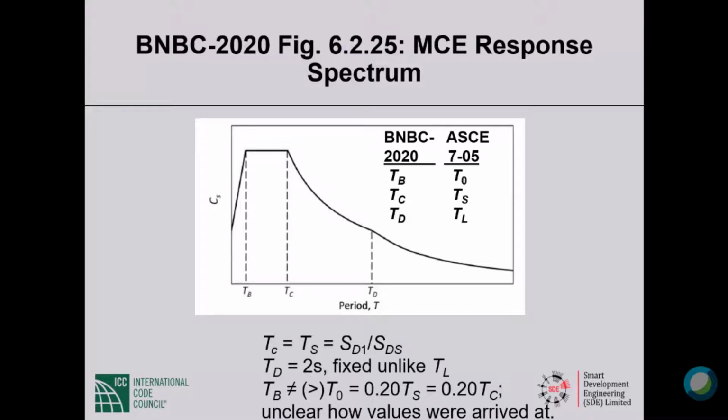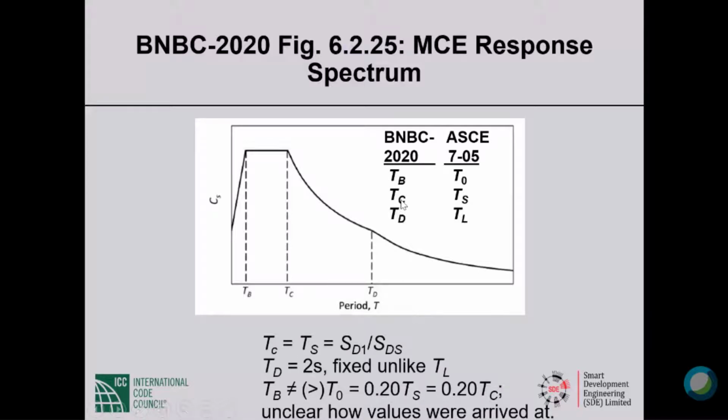The T sub L of ASCE 7 you saw is mapped. It is 4 to 16 seconds. In BNBC, T sub D is a fixed 2 seconds. So that part is pretty clear cut. T sub 0, I mentioned to you, is 0.2 T sub S. In BNBC, T sub B is not 0.2 of T sub C. It is larger. It is always larger.